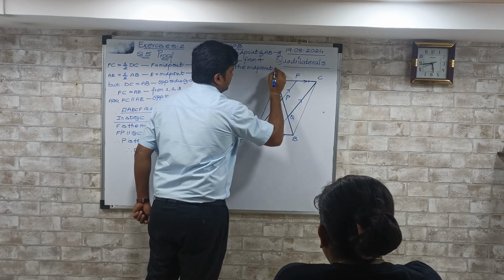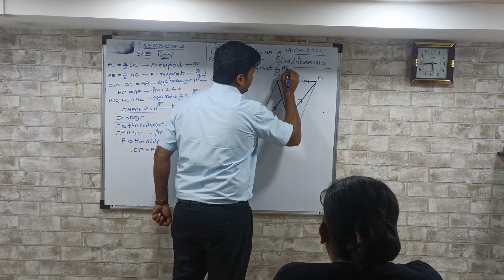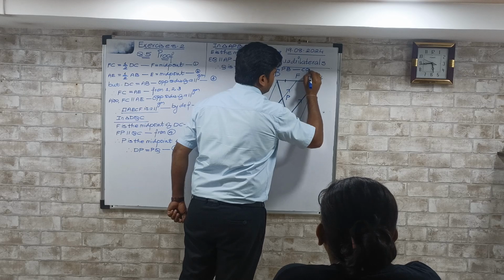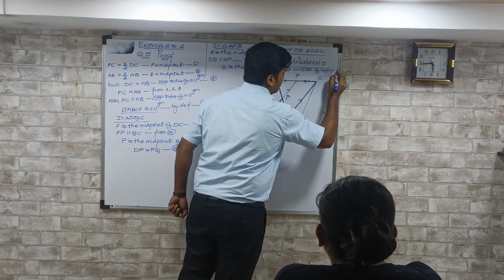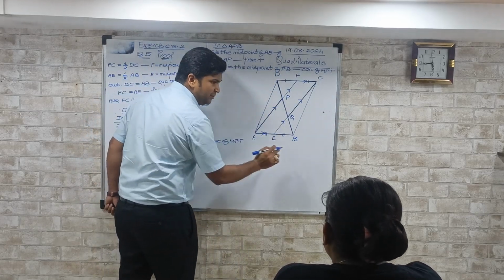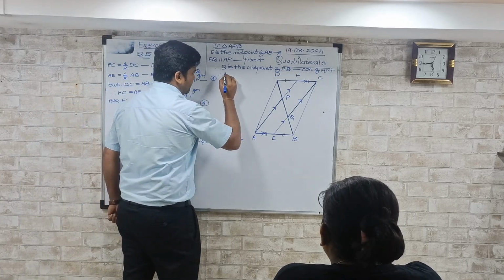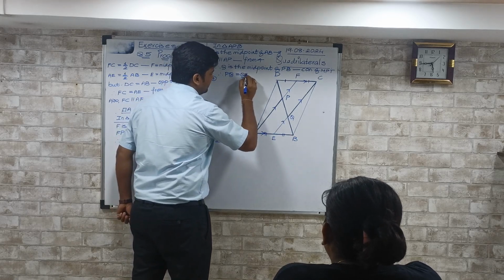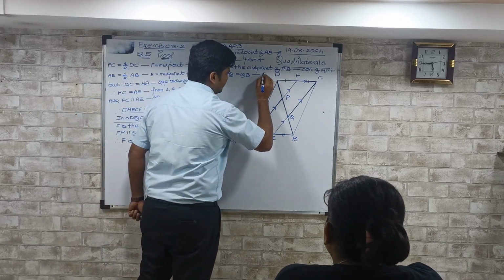Q is the midpoint of which side, bacha? PB. What is the reason behind it? Converse of midpoint theorem. Just let me know one thing: if Q is the midpoint of PB, which two parts are equal? PQ and QB. So can I say that PQ is equal to QB? Let this be equation number 6.